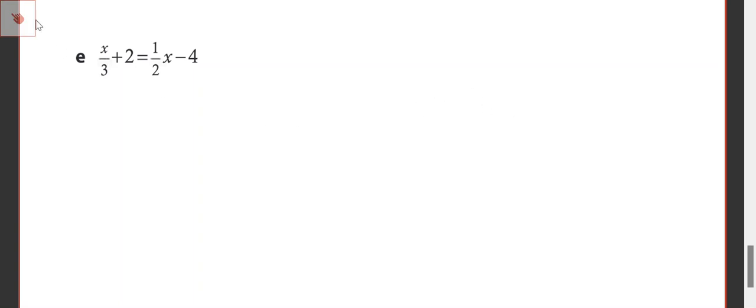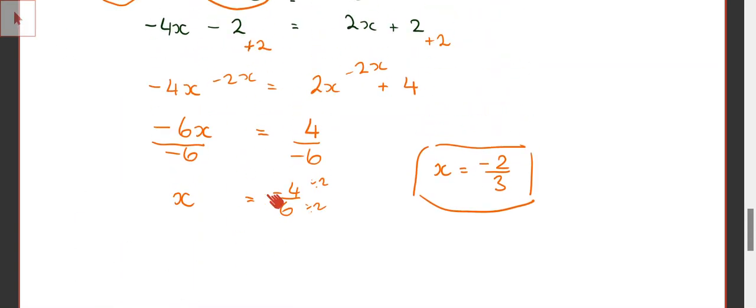So, just to complete this one, is there a question on this? What? How does it? I mean, sorry, 4 over negative 6 to negative 4.